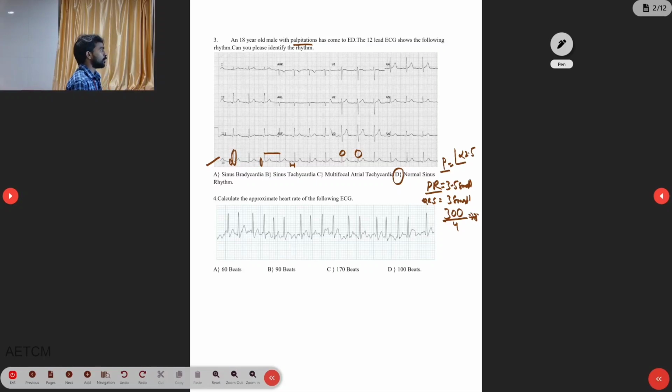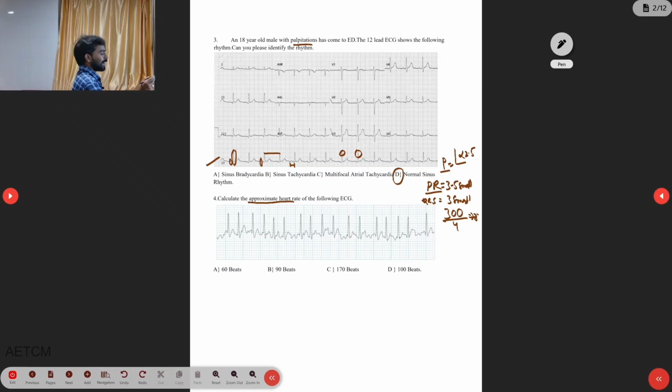Then let's move on to the fourth question. The fourth question is to calculate the approximate heart rate. In the third question we also calculated the heart rate, but here we have especially mentioned the approximate heart rate of the following ECG, because sometimes it's very difficult for us to get the perfect heart rate, so we can go for an approximate heart rate.